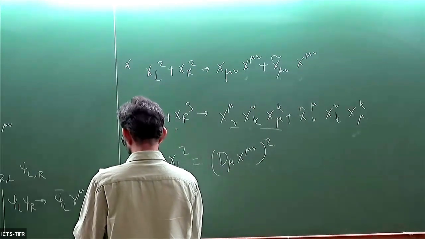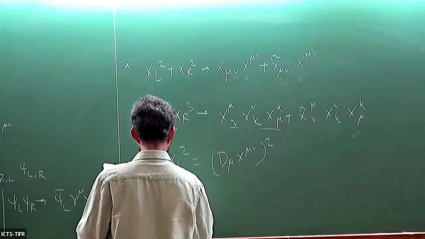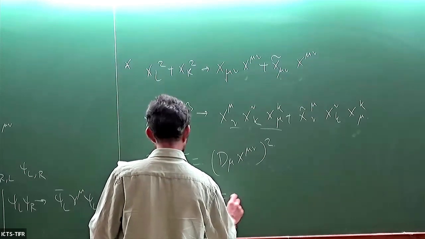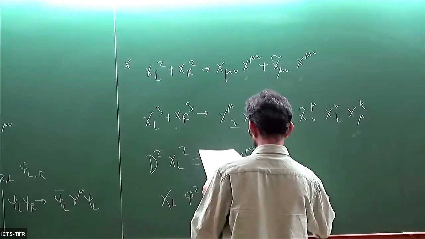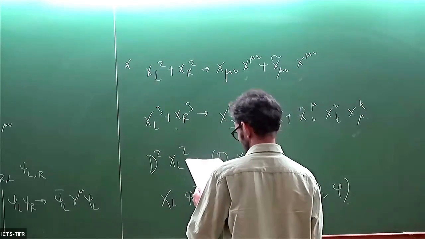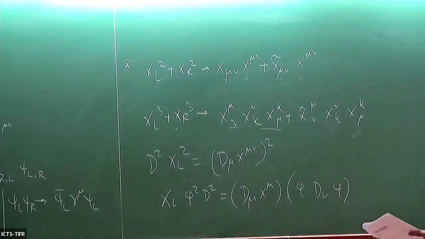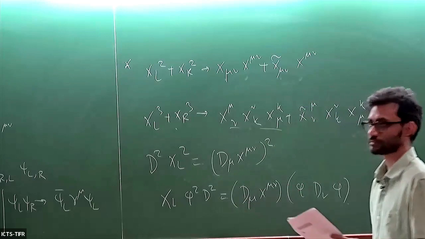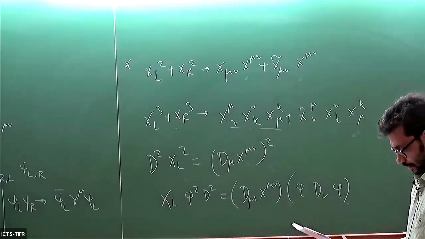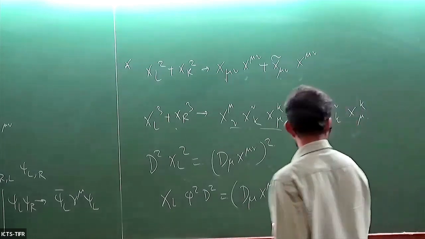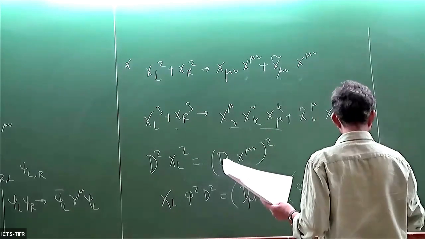So now you can have X_L φ^2 D^2, which you write down as D^μ X_μν and then φ D^ν φ. Okay, so this is the only way you can, sorry, this is the μν. You can extract them out.